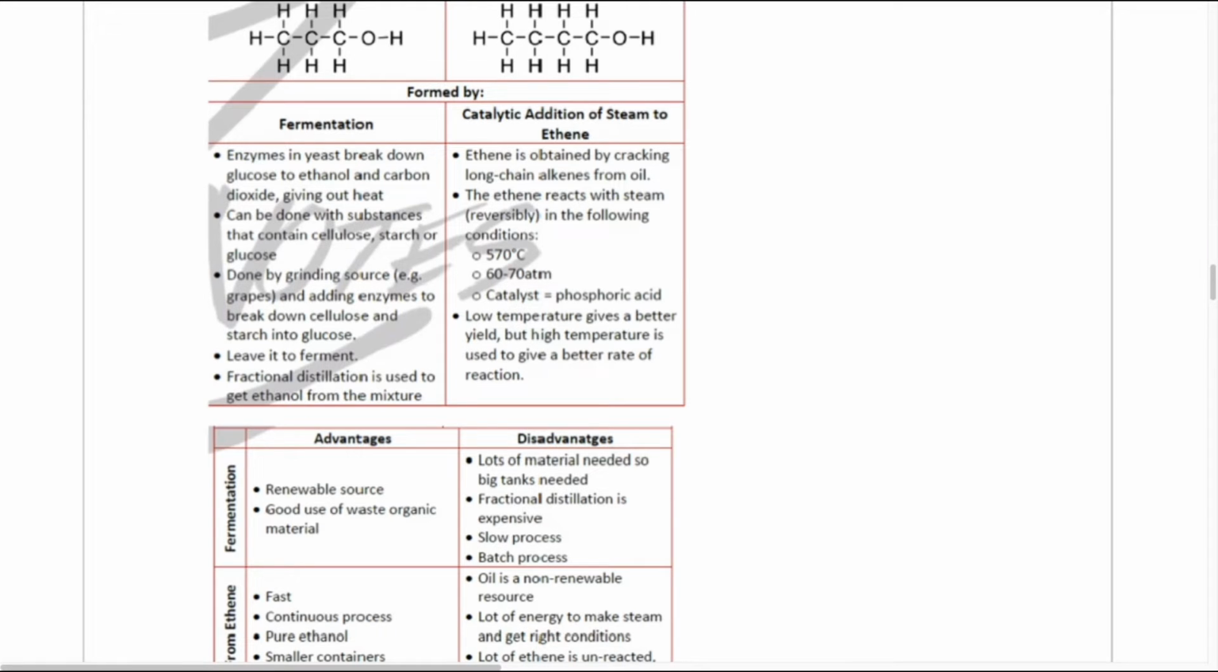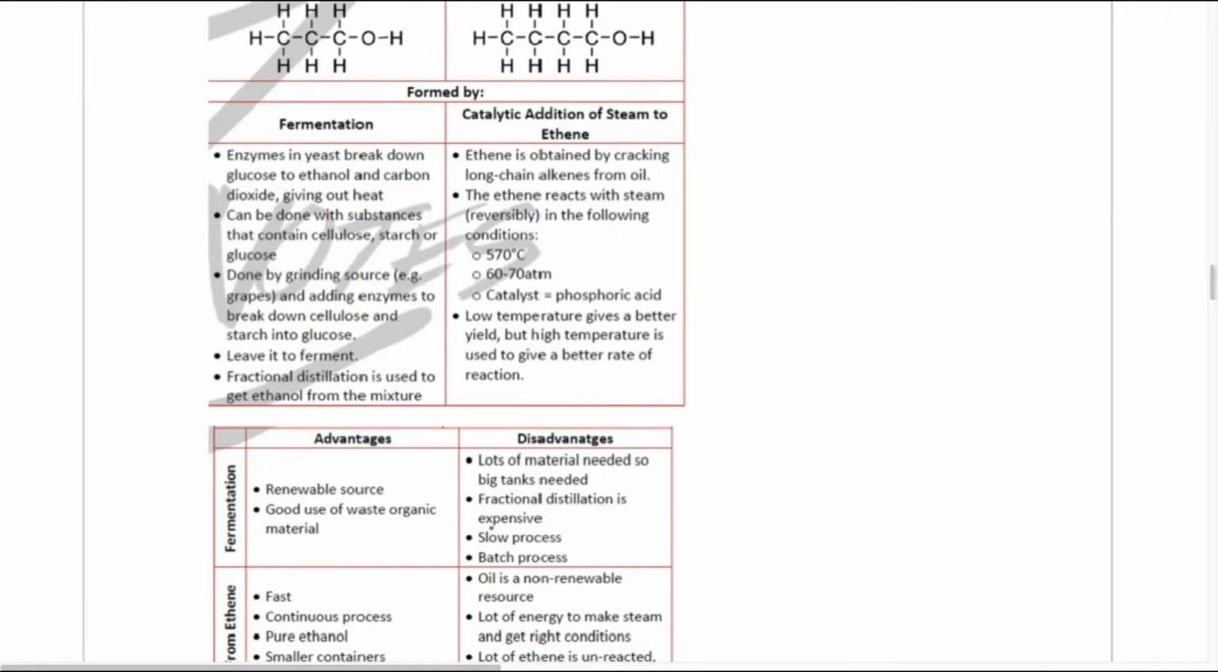Okay, now you see advantages and disadvantages. Fermentation: renewable source, good use of waste organic material. Imagine too many grapes, you cannot finish them, then change them to red wine. Lots of material needed, so big tanks are needed. So you need a big tank to do fermentation.